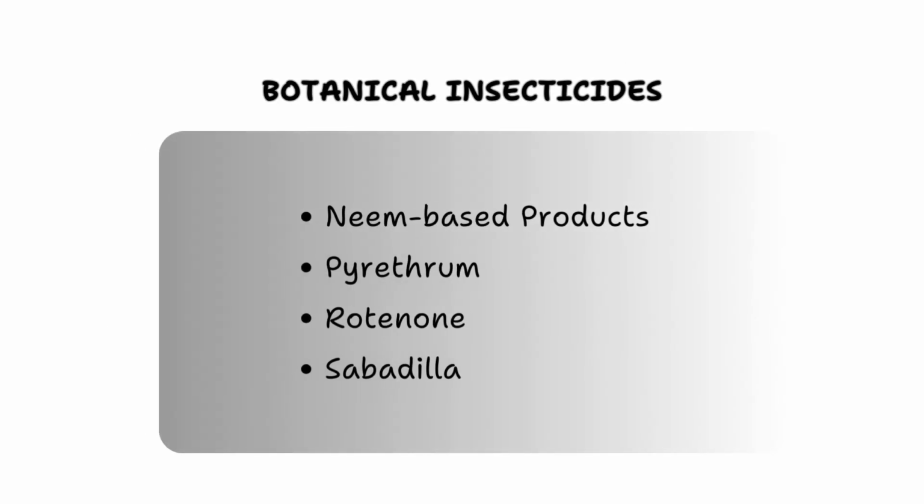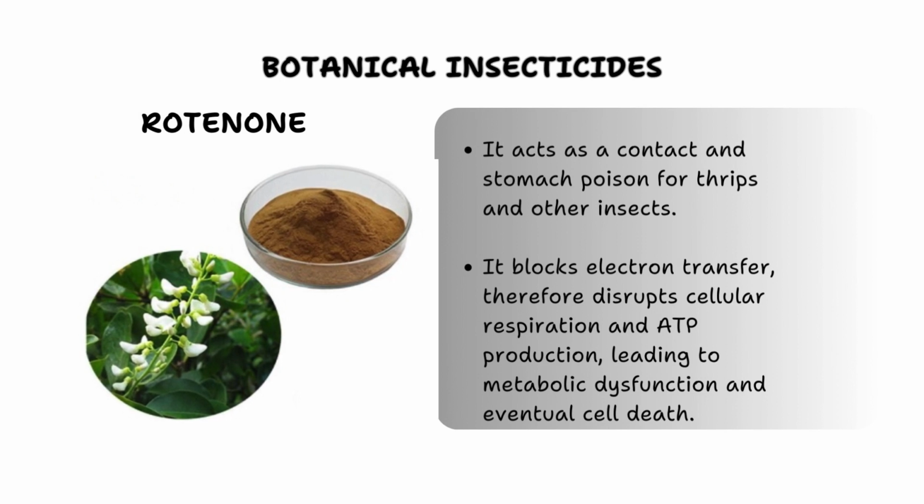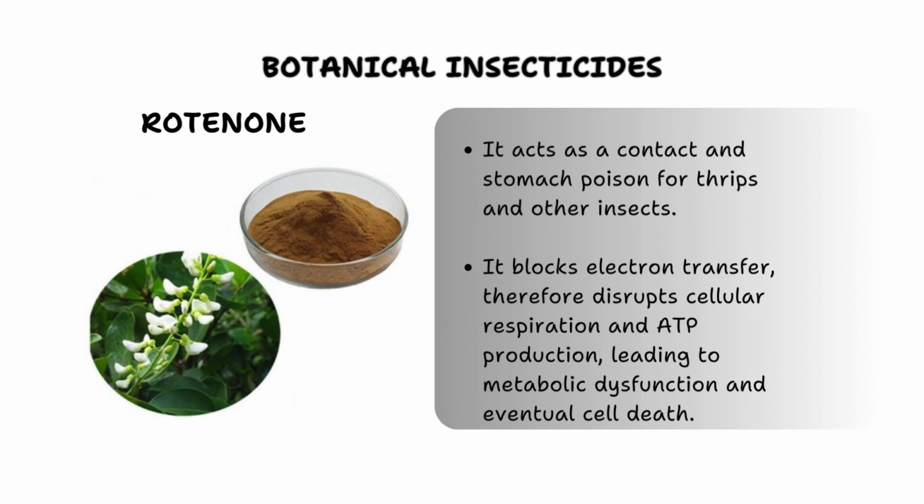Some of the botanical insecticides that can be used for the control of thrips are neem-based products. We also have pyrethrum, we have rotenone, and we have sabadilla. I have already discussed neem-based products in my previous videos and also pyrethrum. So for today's video, we are going to discuss how rotenone works. Rotenone is a naturally occurring insecticide derived from the roots of certain plants such as derris and cube plants. Its mode of action involves disrupting cellular respiration and the production of ATP, leading to metabolic dysfunction and eventual cell death in target organisms.